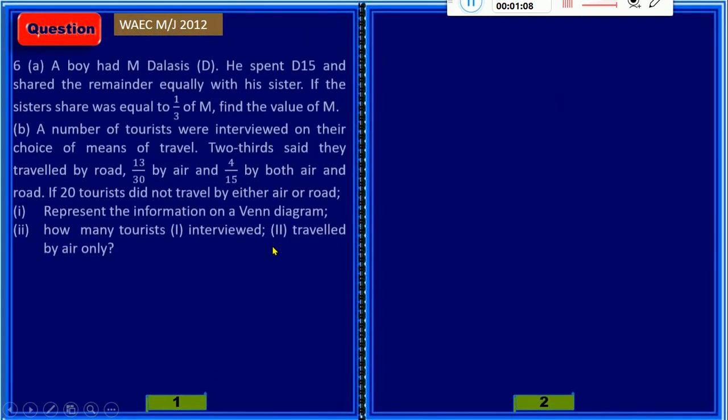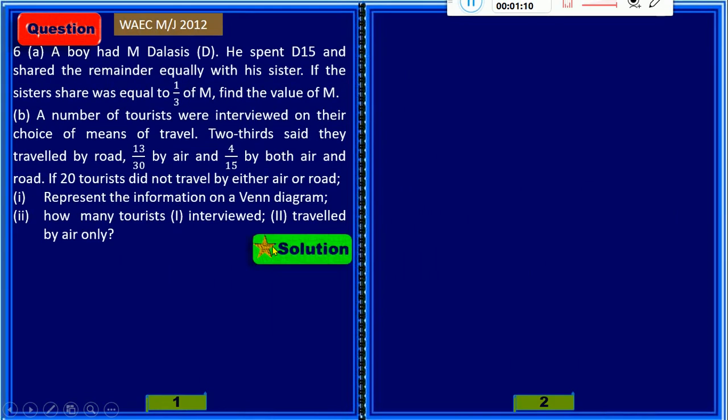Question number 6, 6a. A boy had $M. He spent 15D and shared the remainder equally with his sister. If the sister's share was 1/3 of M, find the value of M.